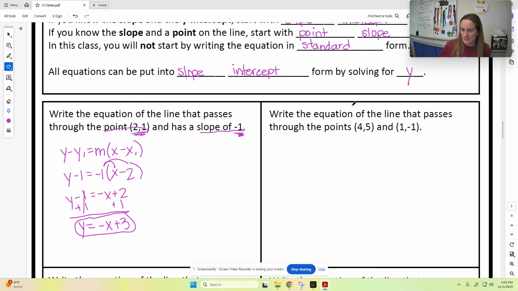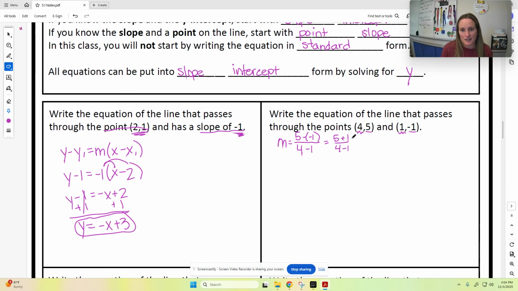In this next example, I don't already have the slope. All I'm given are 2 points on the line, but if I have 2 points on a line, I can find the slope. So we're going to start by finding the slope. So m is equal to the difference in the y values, so 5 minus -1, divided by the difference in the x values, so 4 minus 1. When I subtract a negative, it becomes addition.